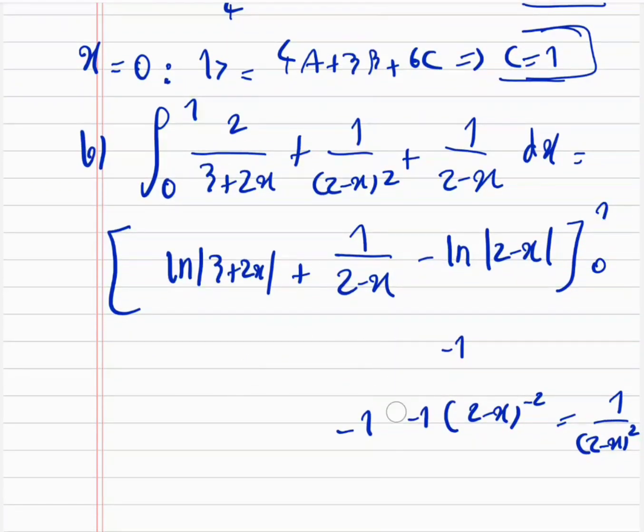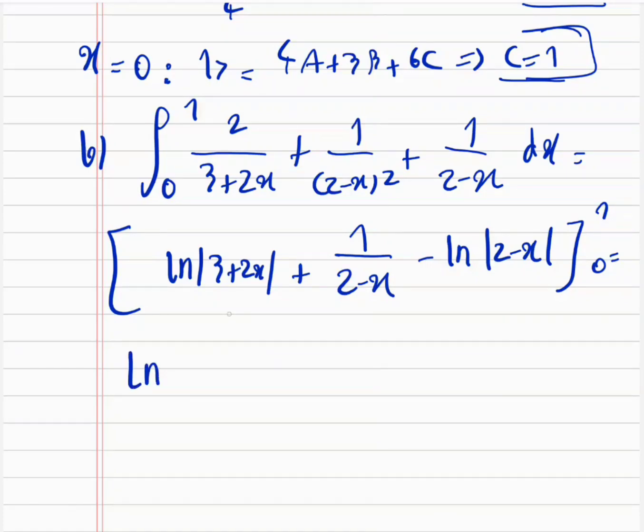Now it's just substituting these values. We substitute the higher limit, which is 1, and then subtract 0 substituted. When we substitute 1, we get 2 ln 5 plus 1 over 1, which is just 1, minus ln 1, which is 0. Then when we substitute 0, we'll have 2 ln 3 plus 1 over 2 minus ln 2.